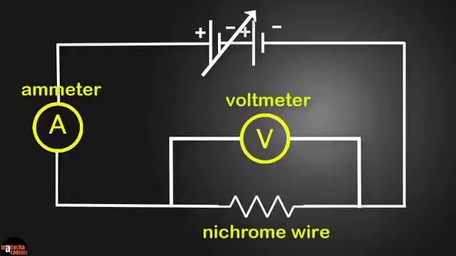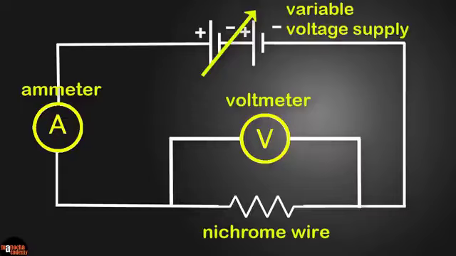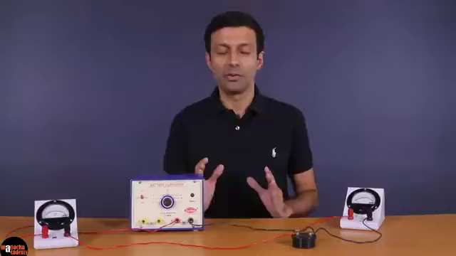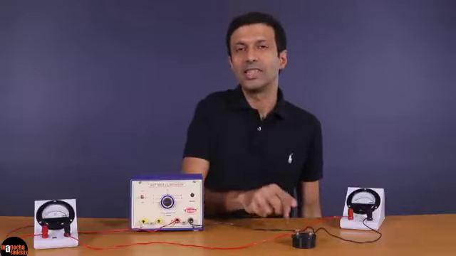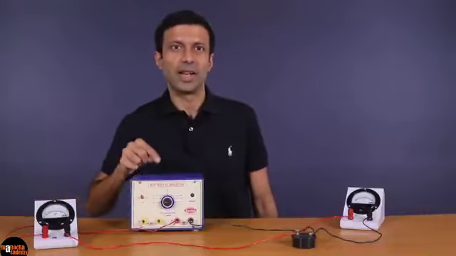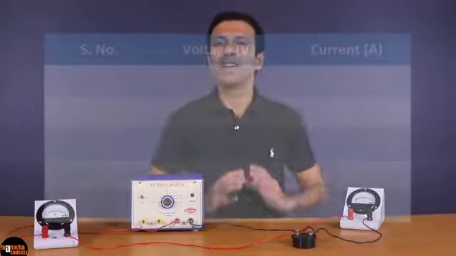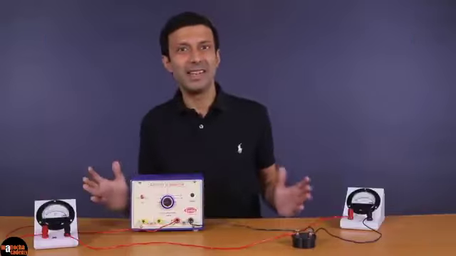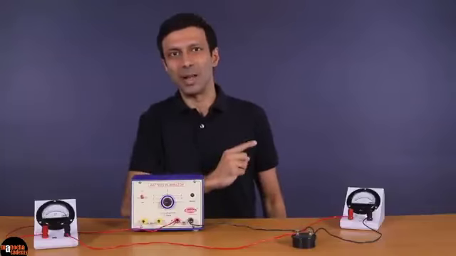Do you notice that the battery is marked with an arrow? Since our battery is a variable voltage supply, we can change the voltage of the battery. For our experiment, we are going to change the potential difference across the wire which is inside this black box by turning the knob on our voltage supply. And we'll make a table of our observations, the values of potential difference across the wire and the corresponding current in the wire. So are you ready? Let's go ahead and start our experiment.